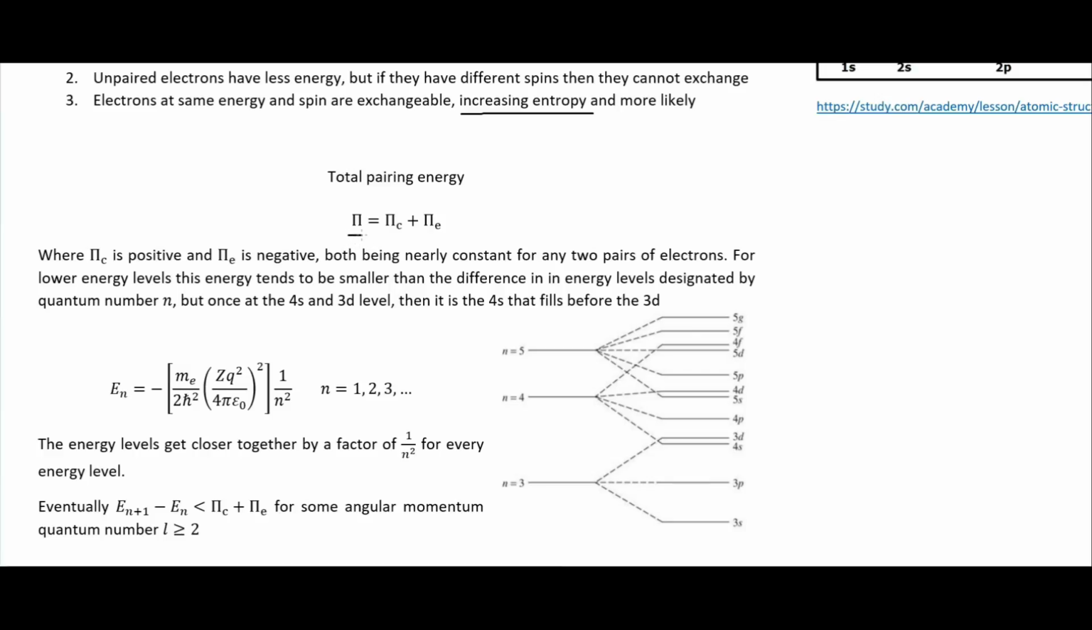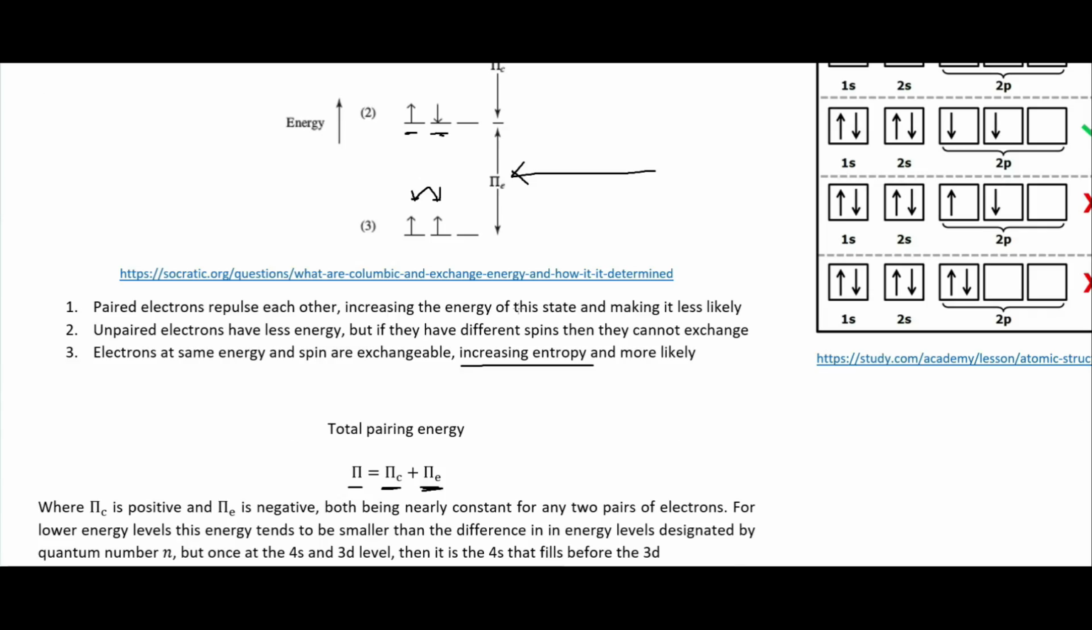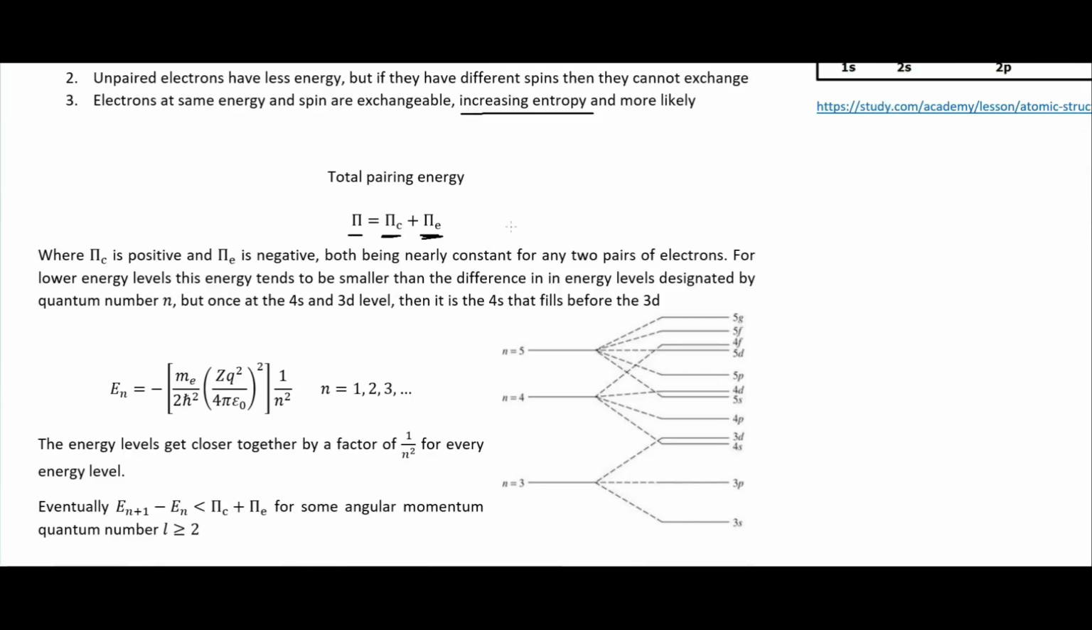And so we can look at the total pairing energy. So this uppercase pi is the uppercase pi sub c, which is the Coulombic repulsion, and then the uppercase pi sub e, which is that exchange energy, where the Coulombic energy is positive because, remember, in electrostatics, positive means repulsion, negative means attraction. But the exchange energy is negative, and so if we have this exchange energy here, we're actually reducing the energy of our system and making it more likely.